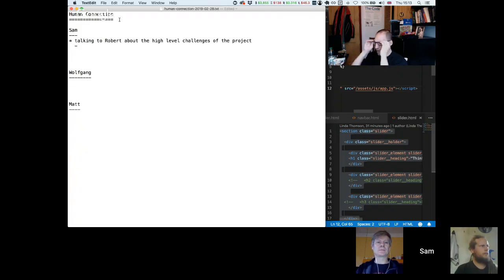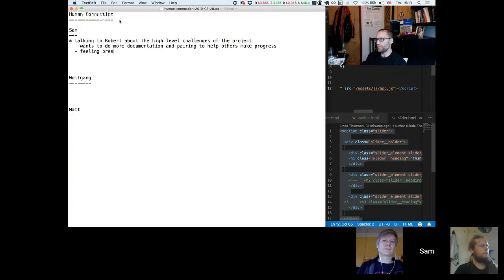And in particular, we were highlighting that Robert is feeling torn. He wants to do more documentation and pairing to help others make progress, but he's also feeling pressure to deliver features. Yes, and sometimes the fastest way to deliver a feature is to work solo. So we were talking about that.